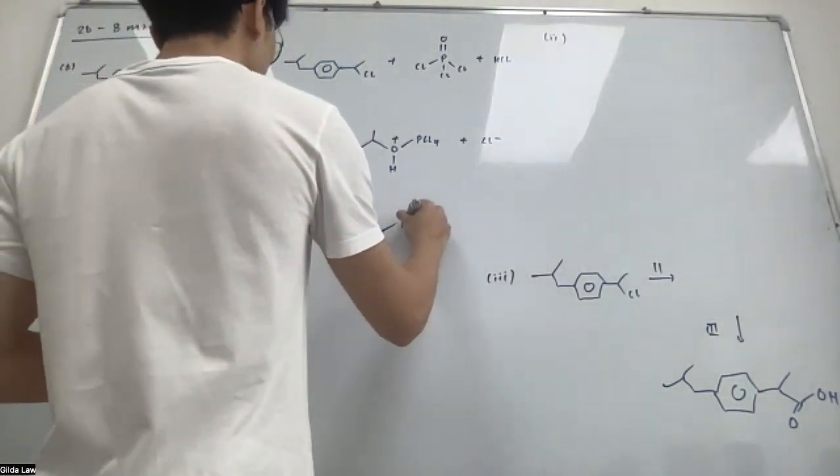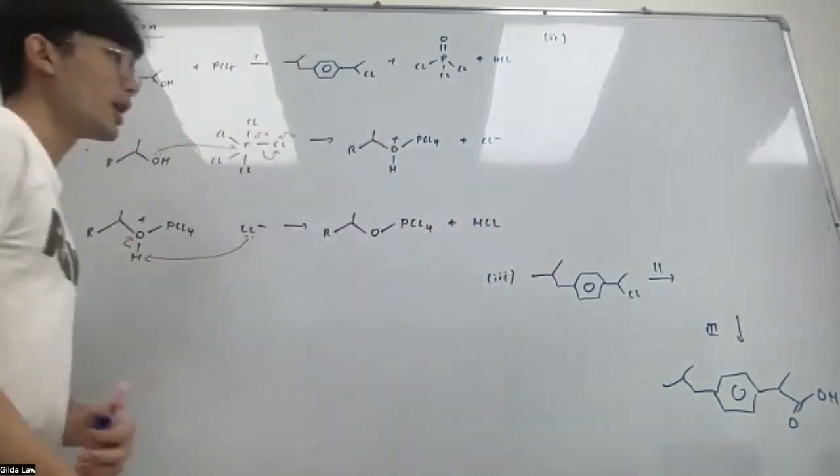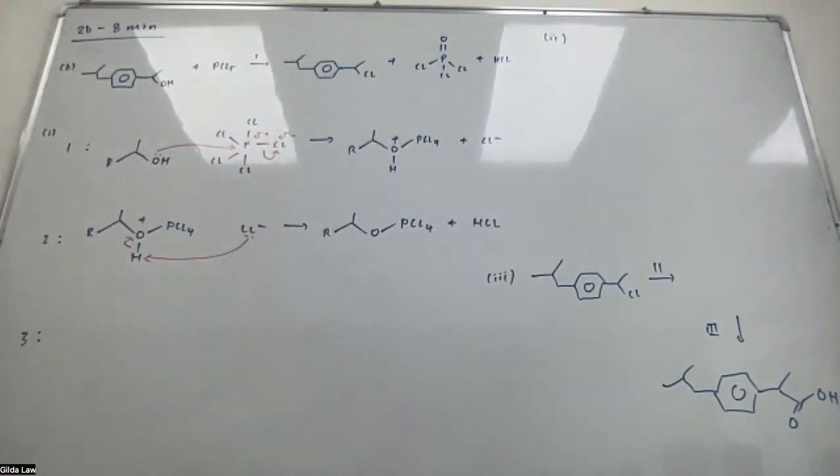Oxygen has no more charge, but it still has the PCl4, and HCl. HCl is the byproduct that appears at the end of the equation also, so that's where it came from. The last step is a bit more tricky because there's a lot of things happening. There are 3 arrows for you to draw, quite a lot. Just read the question carefully.